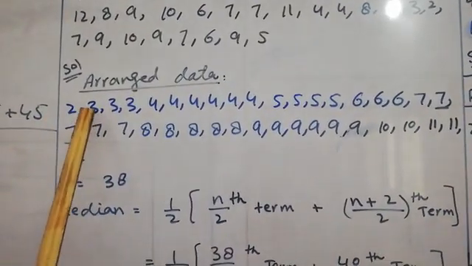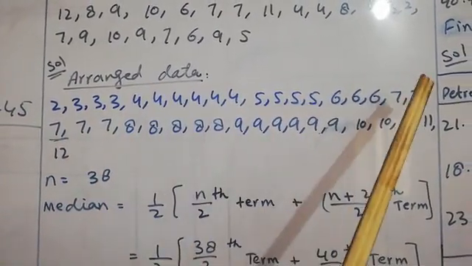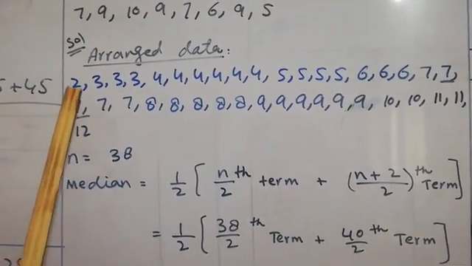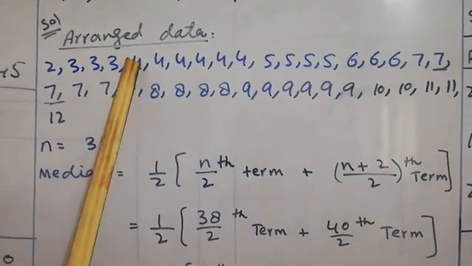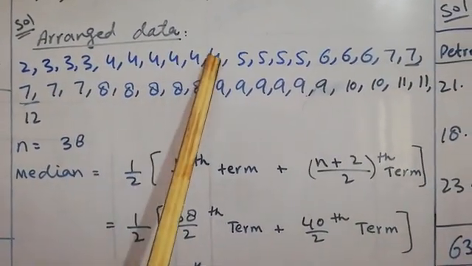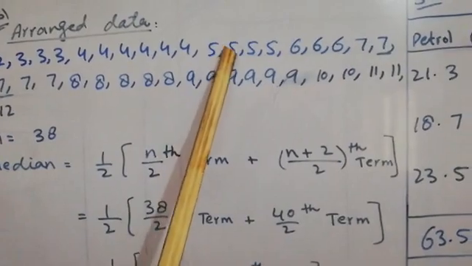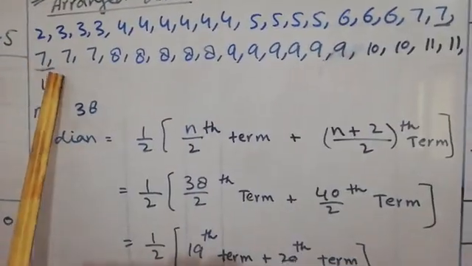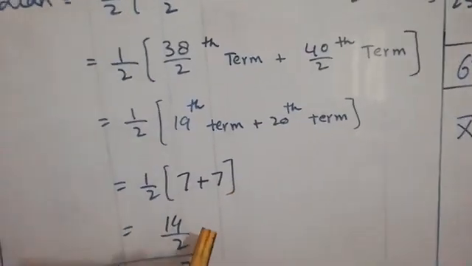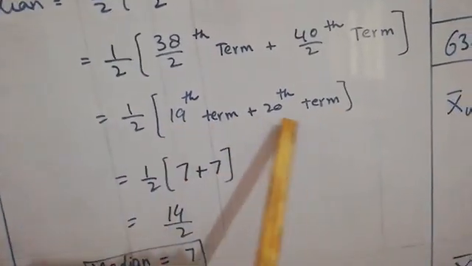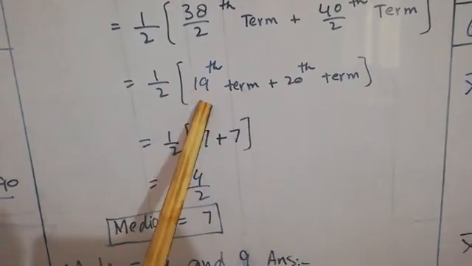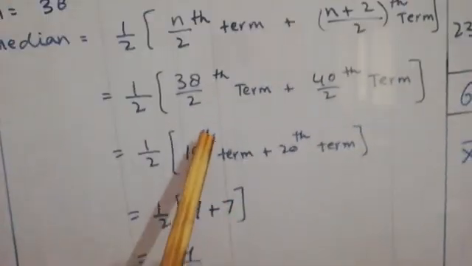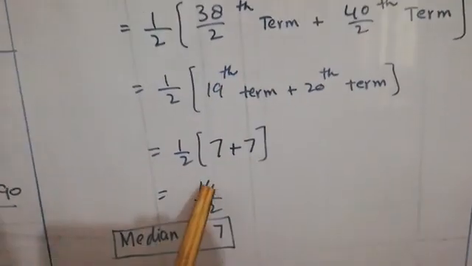So from the arranged data we will count 1 2 3 4 5 6 like this. We will get 7 plus 7; this is the 19th and the 20th term. Like this 1 2 3 4 5 6 7 8 9 10 11 12 13 14 15 16 17 18, 19th and 20th term is 7 plus 7. Do not add 19 plus 20, okay? You will write the value of the 19th position and the 20th position. That's why we write here th term, ordinal number.